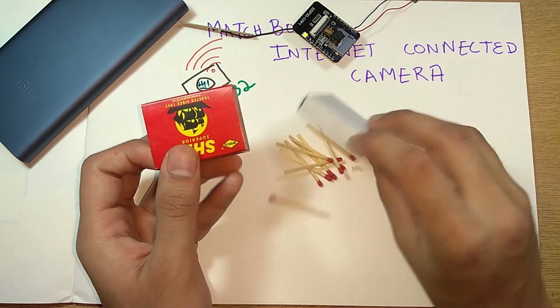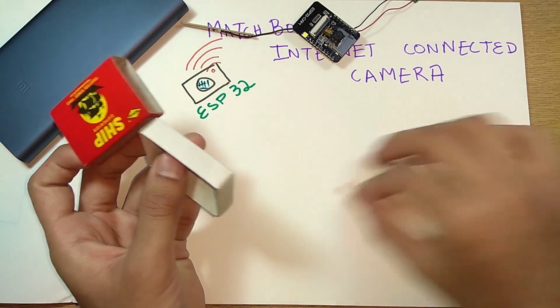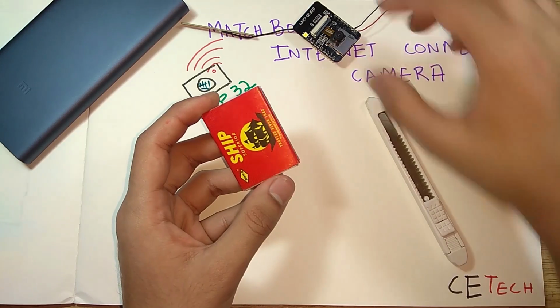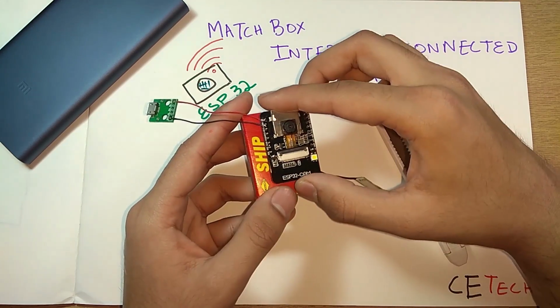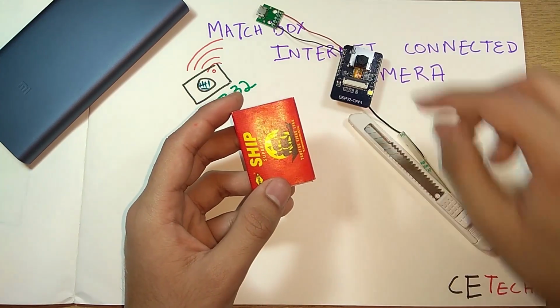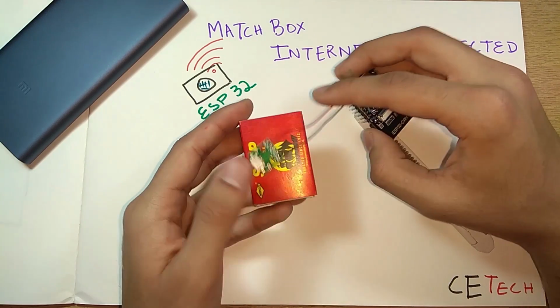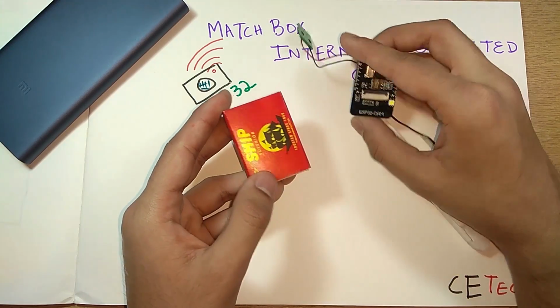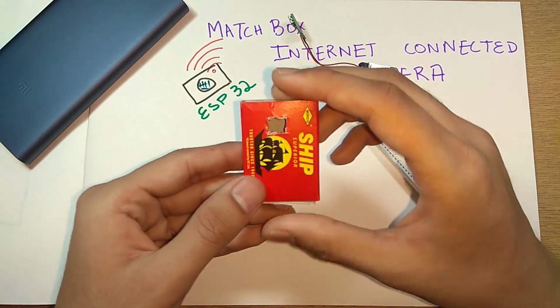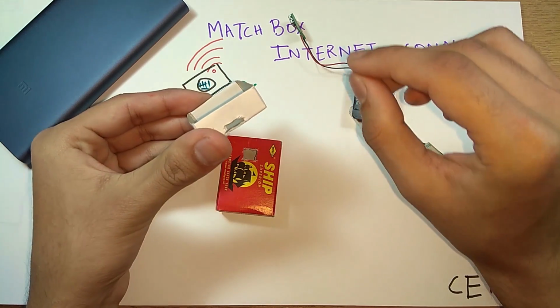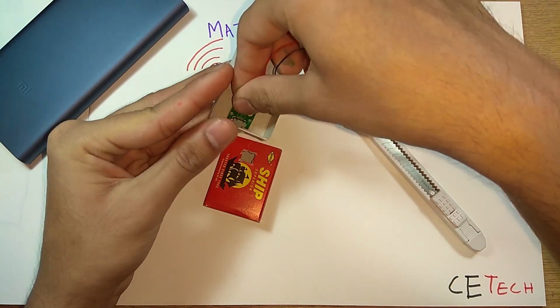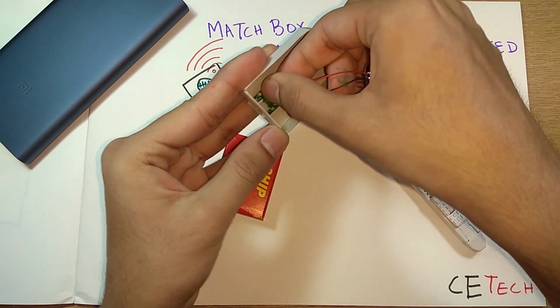I used an old matchbox. I took the matches out of the way. Then I used a paper cutter and cut appropriate holes for this camera slot and a micro USB slot on the bottom. I ended up with something like this. I cut a hole for micro USB over here, so the micro USB will go right here somewhere.